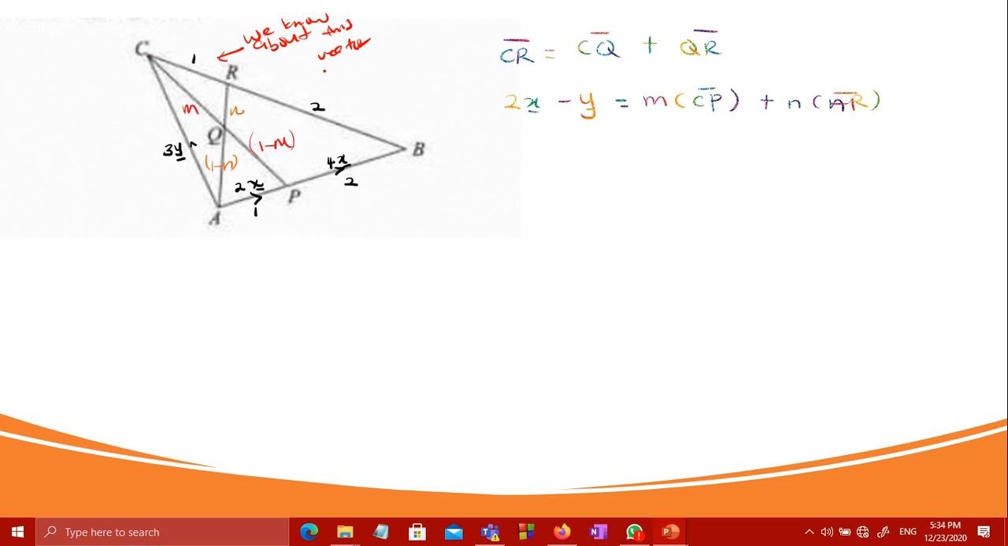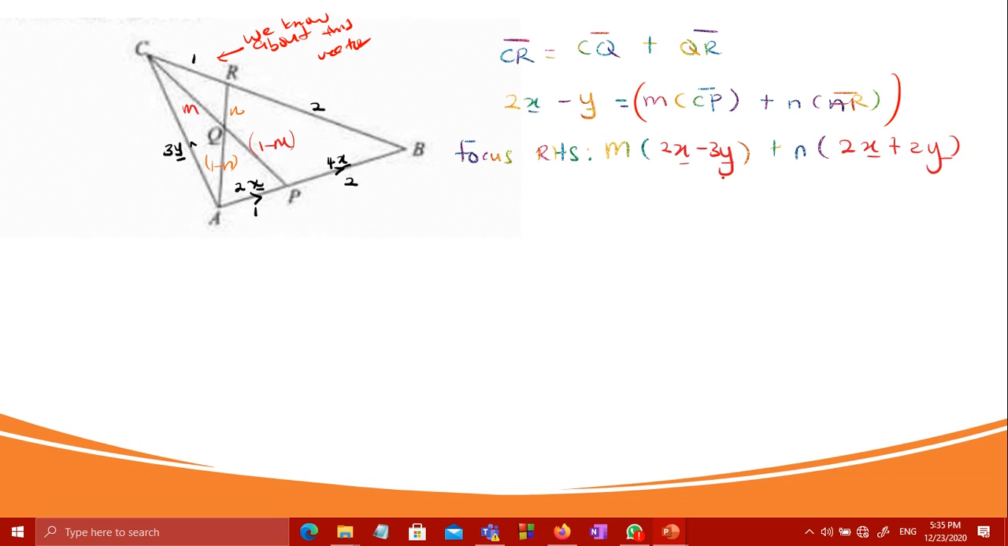CQ. CQ is the m part out of the whole thing, which is CP. So m out of CP. So m times CP. Similarly QR is n part out of AR. Like that. So I write like this. And let's focus on the right hand side, which is this. This is the right hand side.